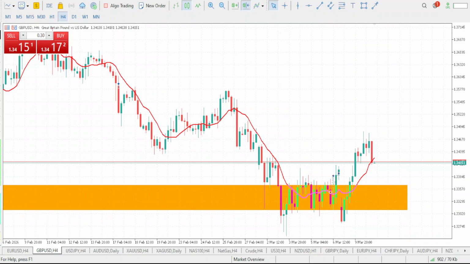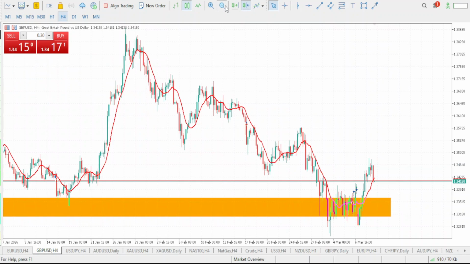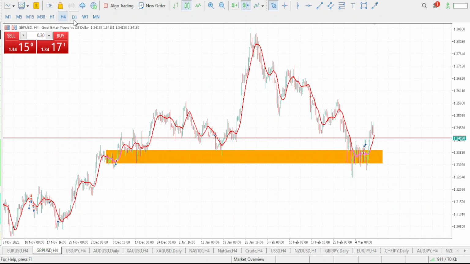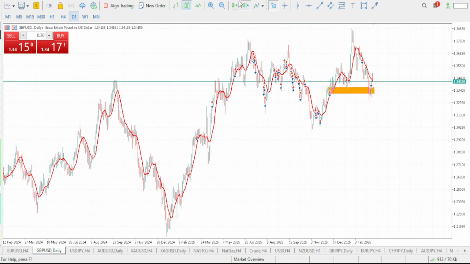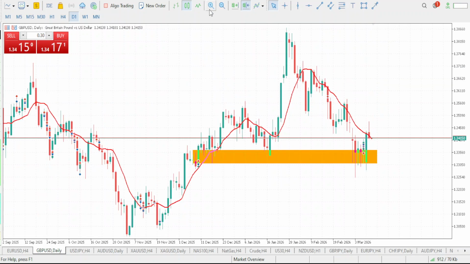Now let's take a look at what GBP USD will be giving us for the day. Let's start with our trend on GBP USD. You can see our overall trend on USD is an uptrend. So we have the main trend, we have the current trend. So this is our main trend.